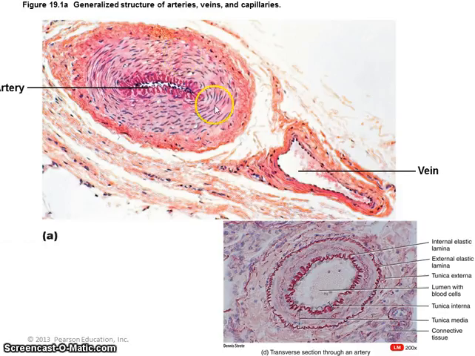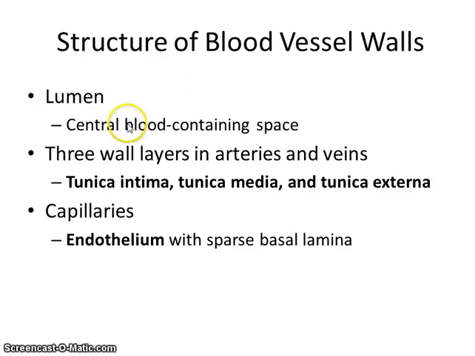So here's a slide showing an artery and a vein. Arteries have thicker walls, smaller spaces. Veins have thinner walls, larger spaces. That space where blood flows through is called the lumen. And the walls in arteries and veins have three layers: tunica intima, touching the lumen, the space; media; and externa on the outside. Capillaries, on the other hand, go down to just one layer, a single layer of endothelium with just a little bit of basement membrane.